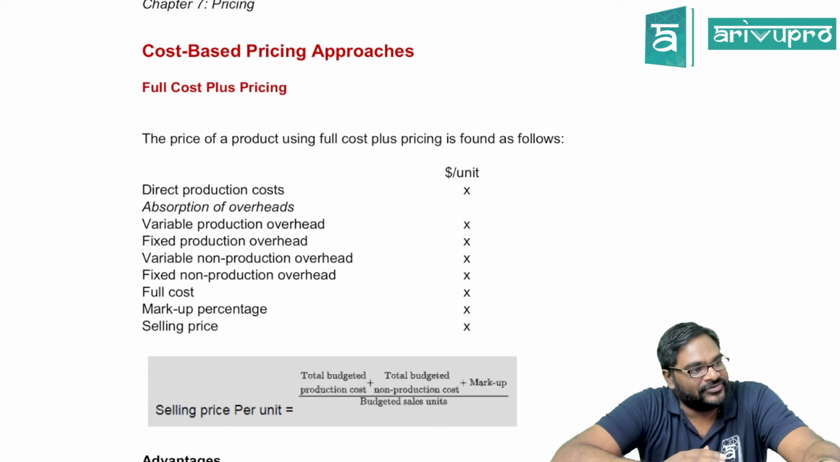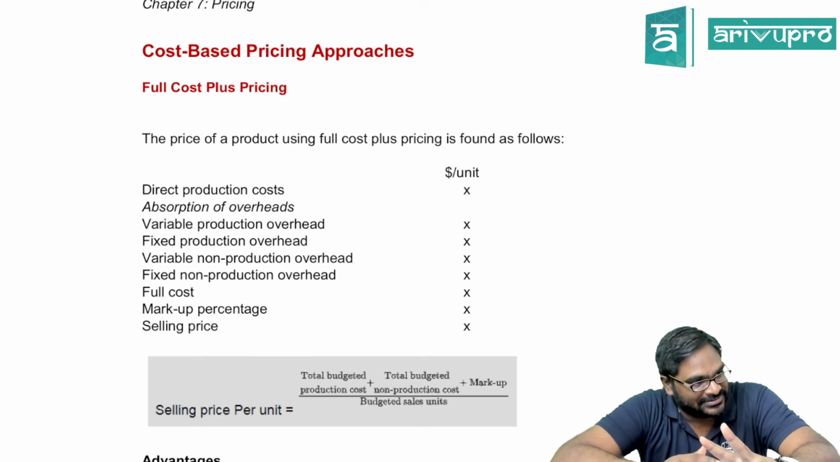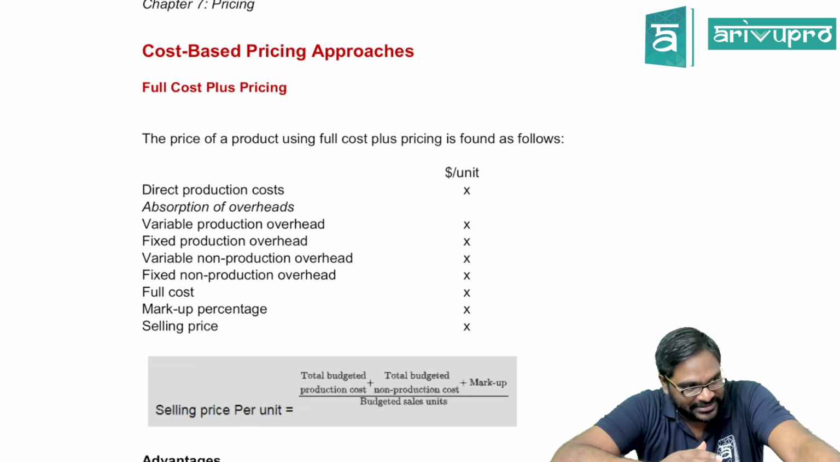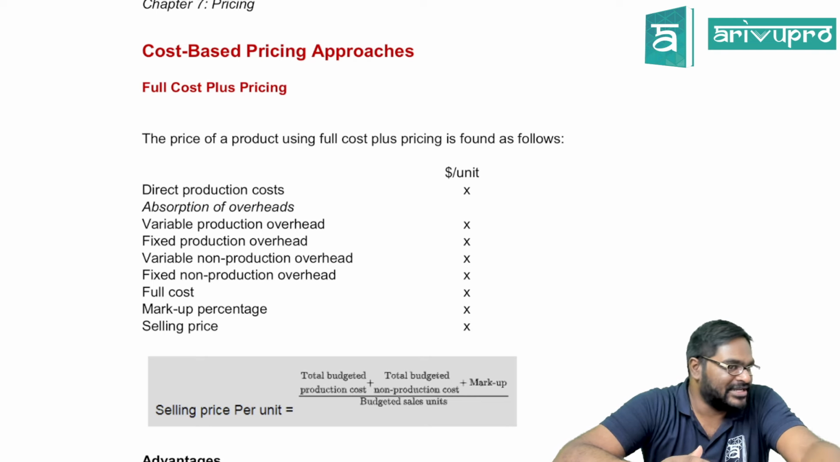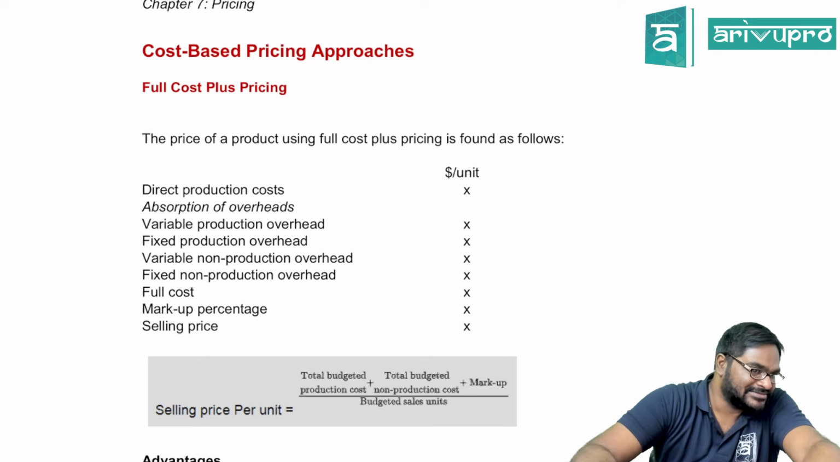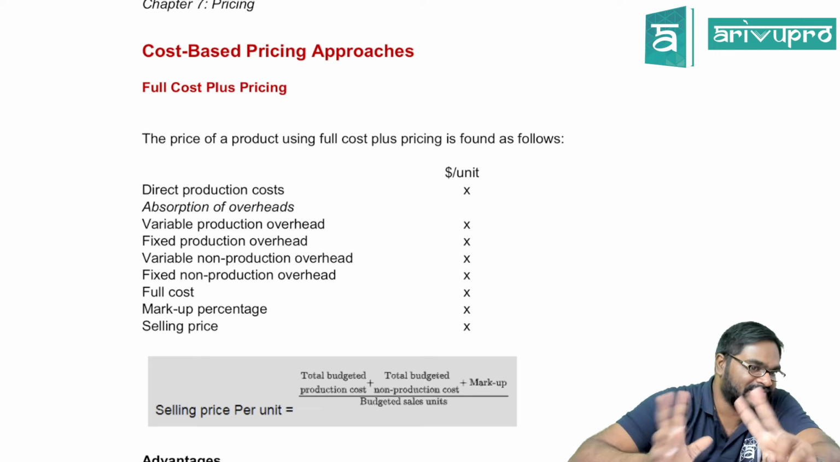If it is on the sales price, it will be called margin. So we have two different words, markup and margin. If it is on the sales price, it is margin. If it is on the cost, we call it markup. Are we good? Clear? So one product can have both markup and margin, yes, two different percentages too.